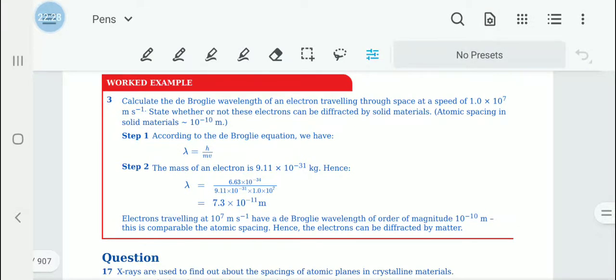Now let's look at this worked example. Calculate the de Broglie wavelength of an electron traveling through space at a speed of 1 × 10⁷ meters per second. You have to memorize these equations. The de Broglie equation is lambda equals h upon mv. The mass of an electron is given. So lambda is equal to h, 6.63 × 10⁻³⁴, divided by mass, 9.11 × 10⁻³¹, multiplied by velocity, which is given as 1 × 10⁷. So the lambda is 7.3 × 10⁻¹¹ meters.